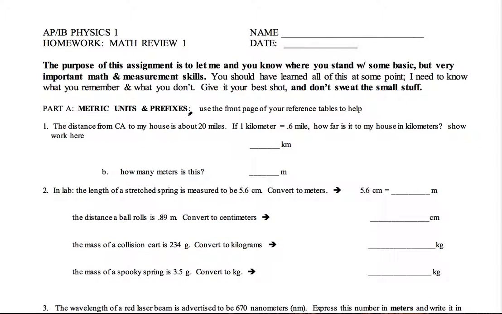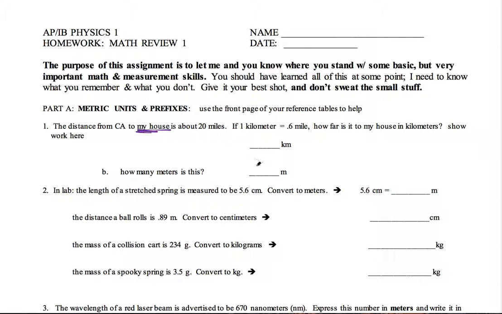The first problem says that the distance from Canandaigua Academy to my house is about 20 miles. Now, my house is Mr. Madden's house. If 1 kilometer equals 0.6 miles, how far is it to his house in kilometers? So we want to convert from miles to kilometers and show our work down here. Now I'm going to take a little bit of extra time on this first one to try and clear up some general things that we noticed as we were looking at people's responses.